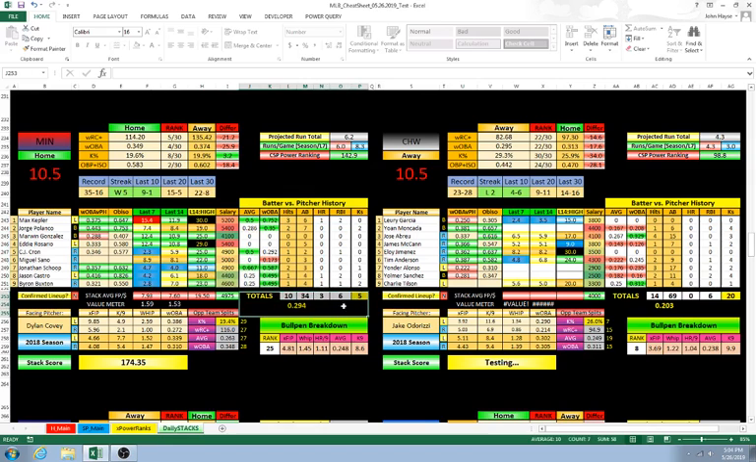I love this section right here because you can quickly scroll down this sheet and see what the projected starting lineup hitters have done against that pitcher. You can see how many at-bats, you can see how many strikeouts, and you can see this quick average. So that's one big thing that I do look at.